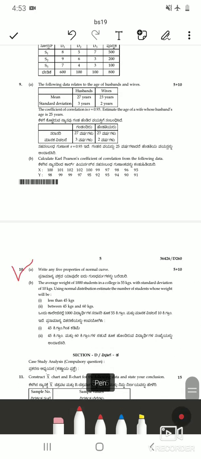The next question from section C is the 10th question from the second unit. The question, for 5 marks, is: write any 5 properties of normal curve. We had seen around 7 to 9 properties, so you can write any 5 properties of normal curve.